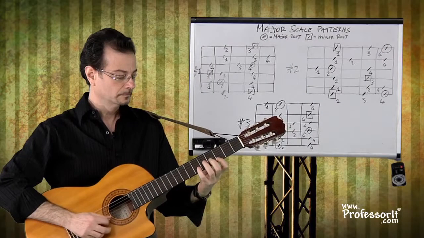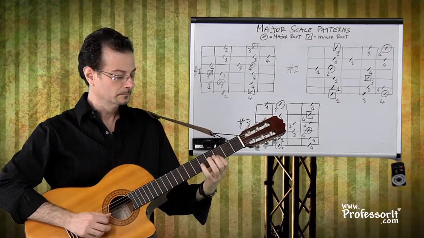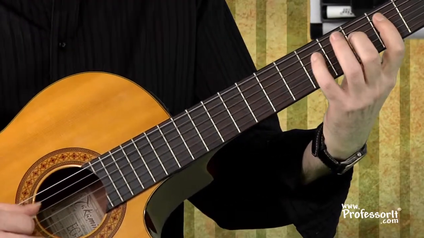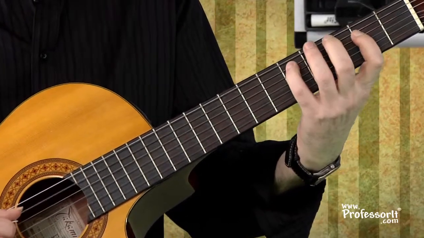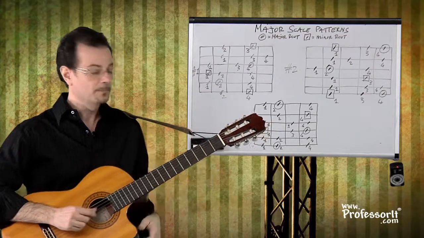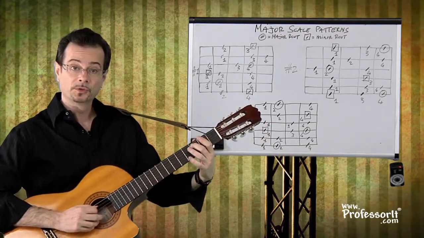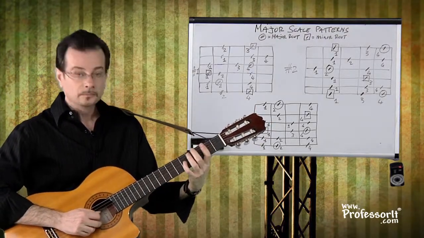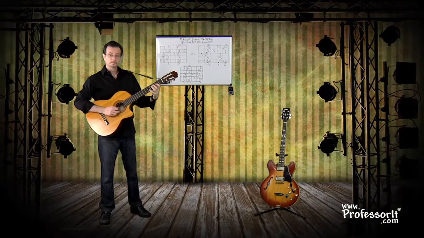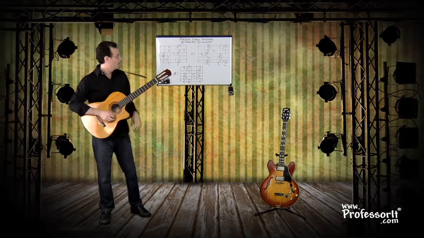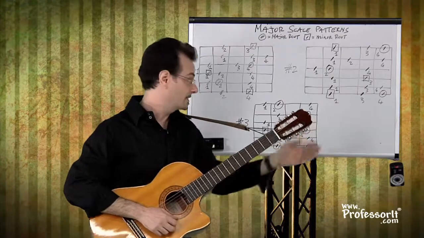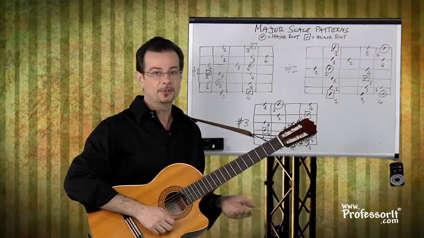Backwards. All right, once again, major root, minor root. So let's move up to the second pattern now. I'm gonna still play the second pattern in the key of C major or A minor.